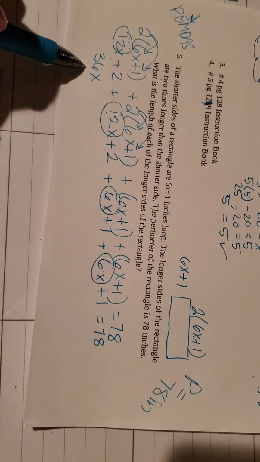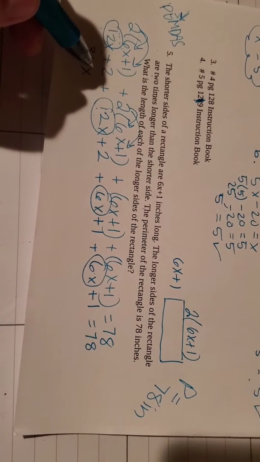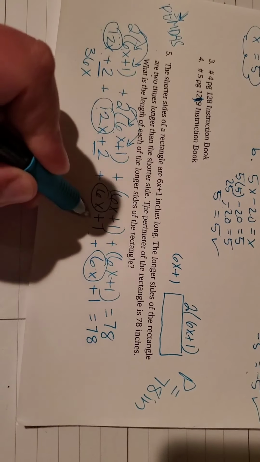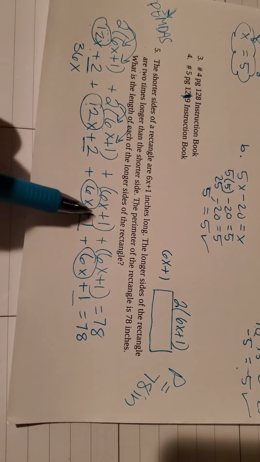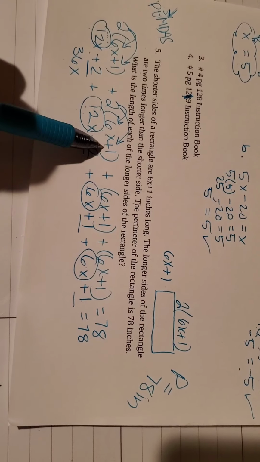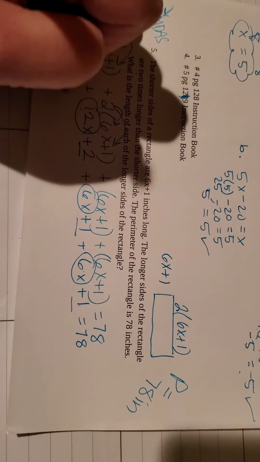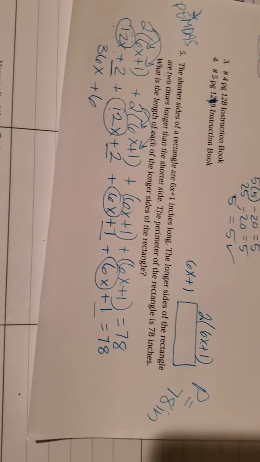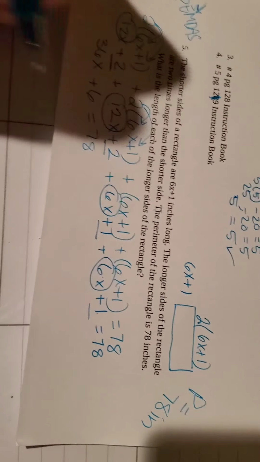Then I'm going to do the rest of the digits. 2 plus 2 plus 1 plus 1. 1, 2, 3, 4, 5, 6. So I have plus 6 left from those, and that equals 78. Because don't forget that 78.